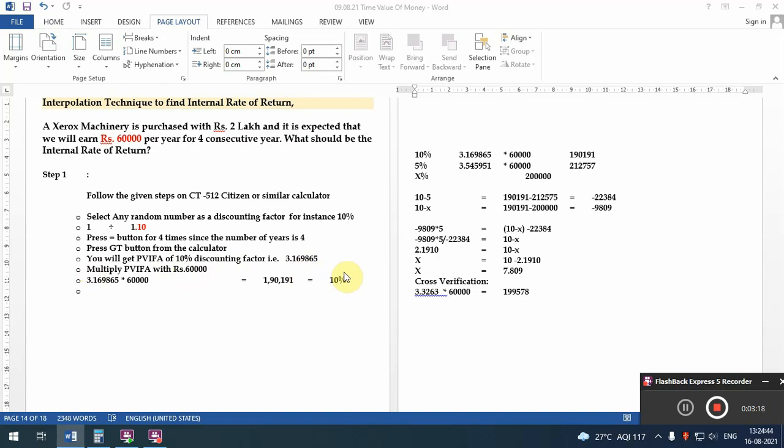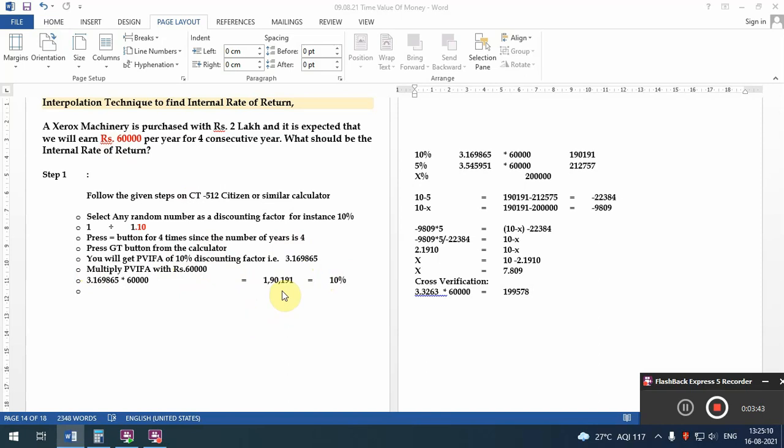Here I have already calculated this figure, and it is 3.169865. Multiply this PVIFA with 60,000, which is the yearly earned revenue. I would get 1,90,191.